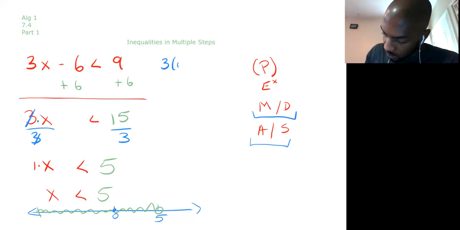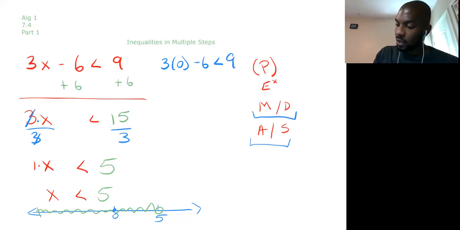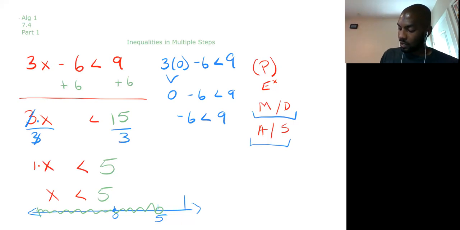3 times 0 minus 6. Is that going to be less than 9? Well, 3 times 0 is 0. 0 minus 6 is just negative 6. Is negative 6 less than 9? Well, 9 is right here. Negative 6 is over here. Yep, looks like it. It's true. Therefore, my answer is correct.